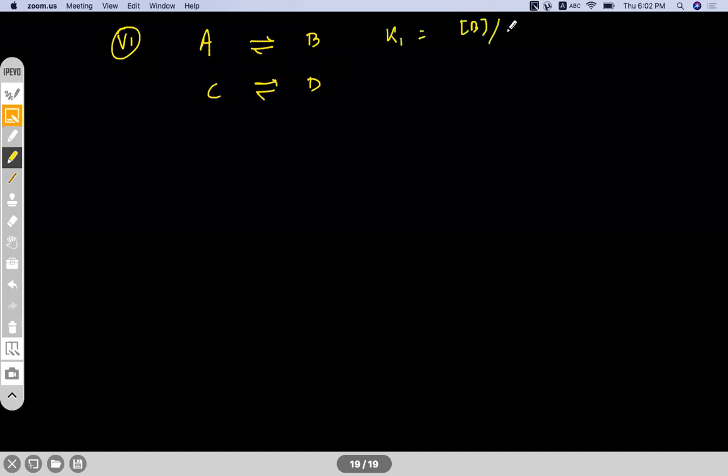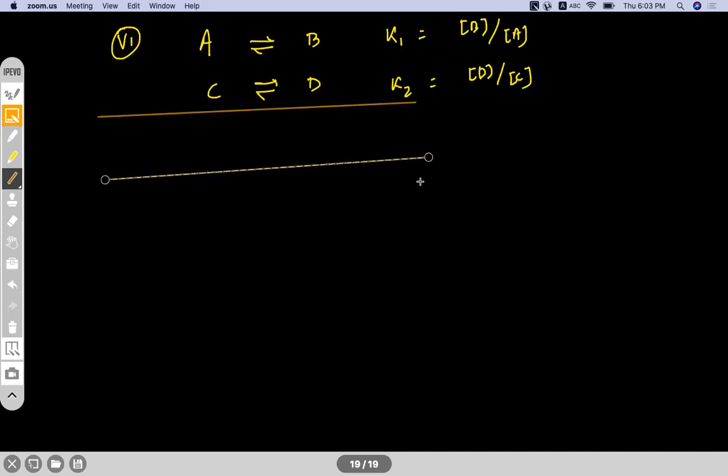Suppose we have again two reactions, A gives B and C gives D, with K1 and K2. K1 is B by A and K2 is D by C. Okay, and we are subtracting the two equations, which means we have A minus C gives B minus D. So what is the equilibrium constant of this reaction? Could you tell me? K1 by K2, yeah, that's right.